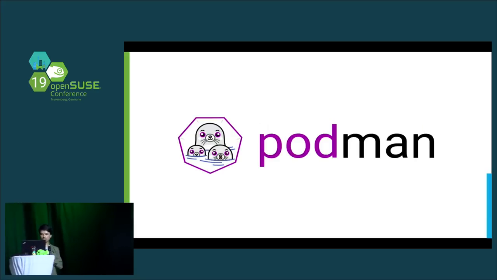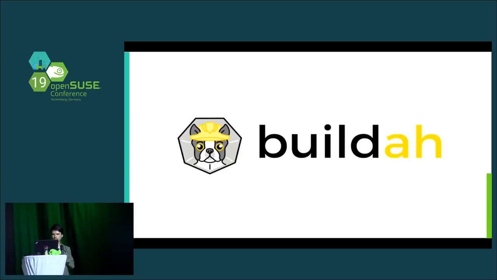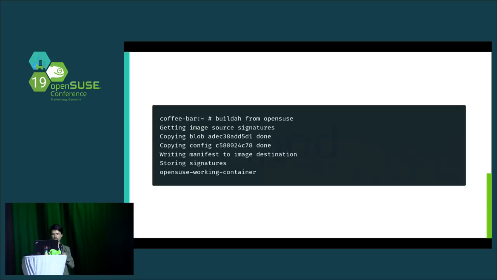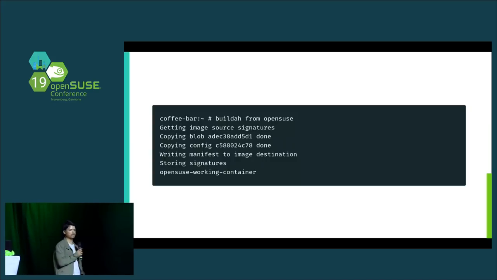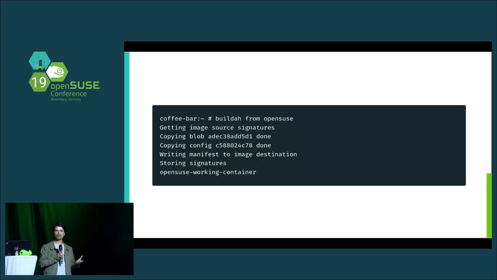So with Buildah, the first thing that I'm going to do is run this thing, which is just three words, Buildah from openSUSE. And by doing this, I get a working container into which I can package my application. Let's say that could be just a binary from a Go application that my developers just wrote.